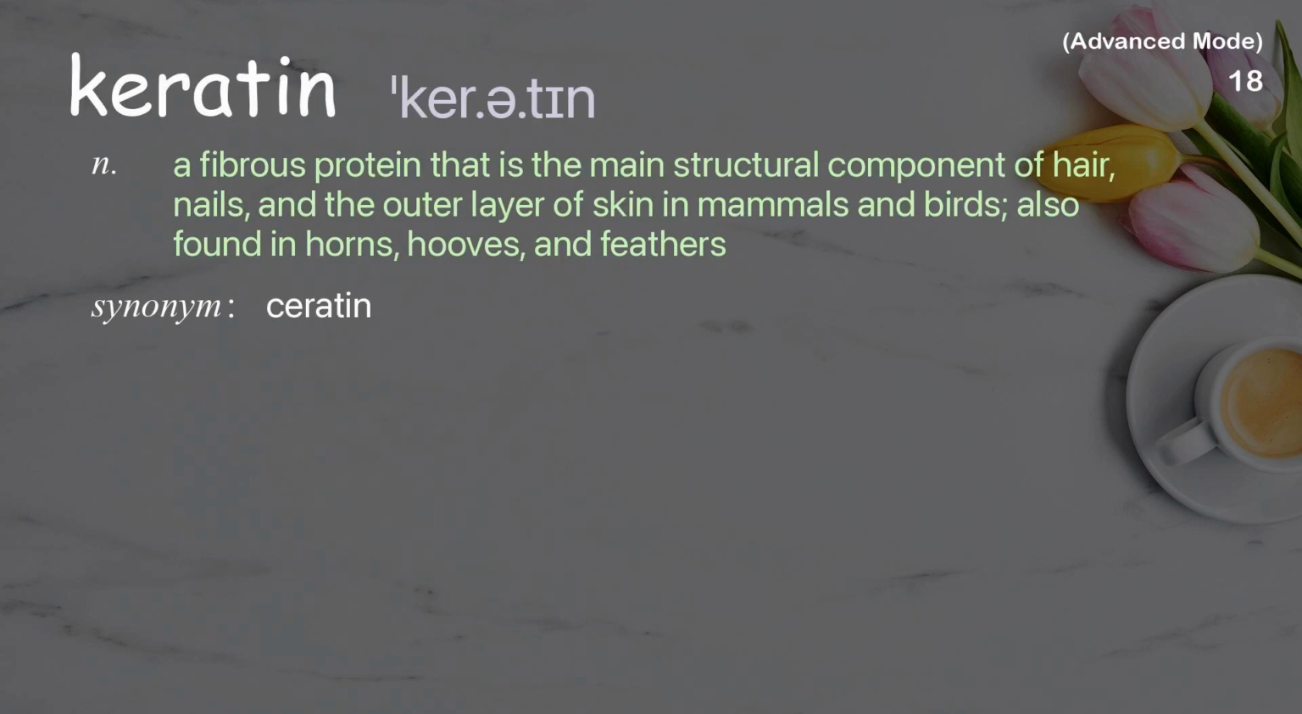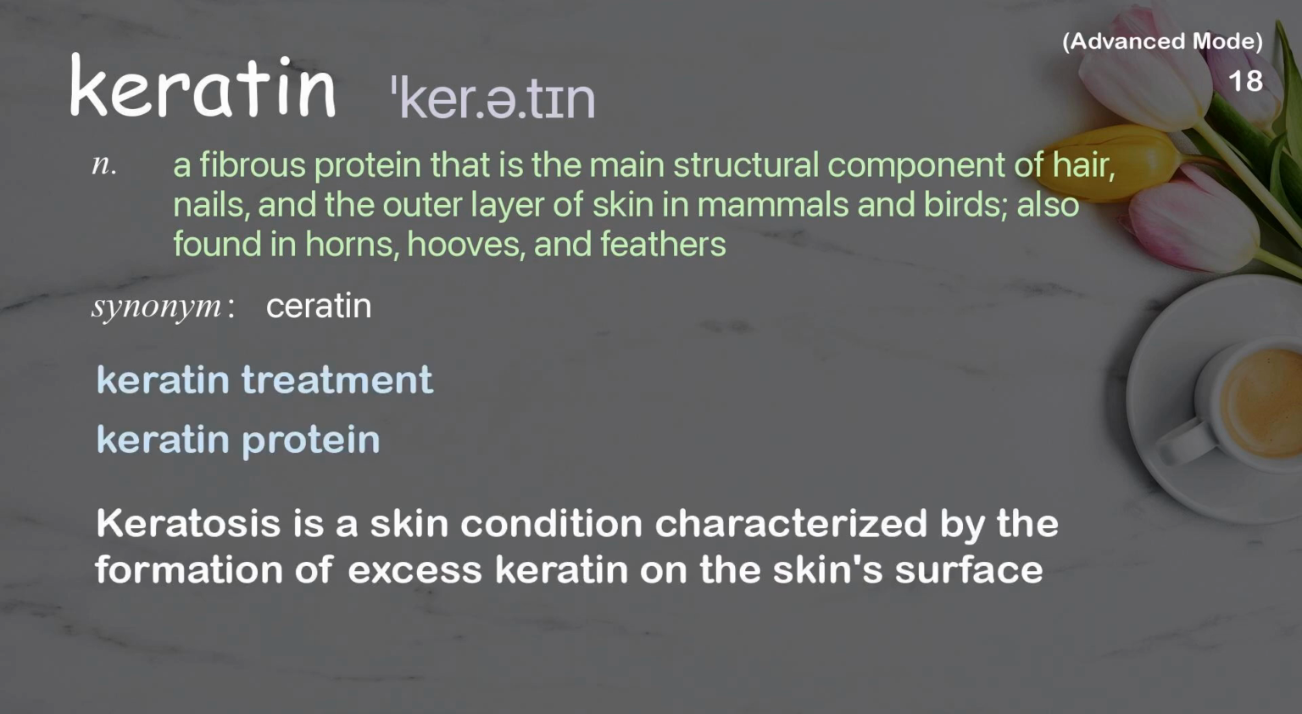Keratin. A fibrous protein that is the main structural component of hair, nails, and the outer layer of skin in mammals and birds, also found in horns, hooves, and feathers. Examples: Keratin treatment. Keratin protein.